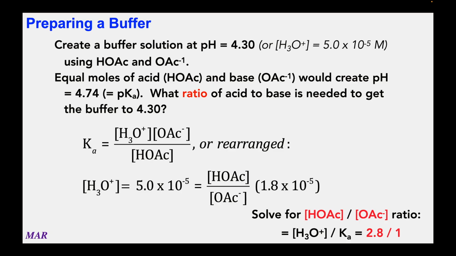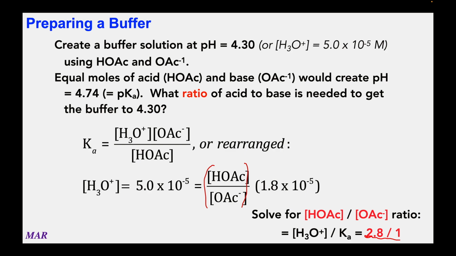So one way to figure this out is to go back to the Ka expression. Ka equals hydronium times the conjugate base divided by the acid. And if you rearrange this, hydronium, which is 5.0 times 10 to the minus 5, is going to equal the acid over base times the Ka, all right? What we want to do here is find the ratio of the acid to base. We want to find this part. So what we'll do is take the hydronium, 5.0 times 10 to the minus 5, and divide by the Ka, 1.8 times 10 to the minus 5. And if you do that, you end up with a ratio of 2.8 to 1.